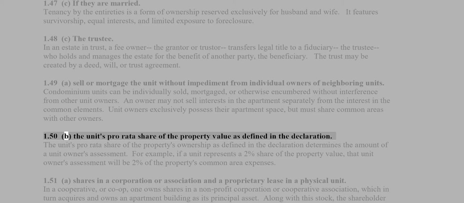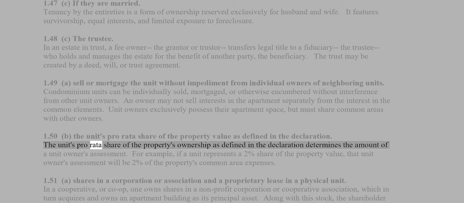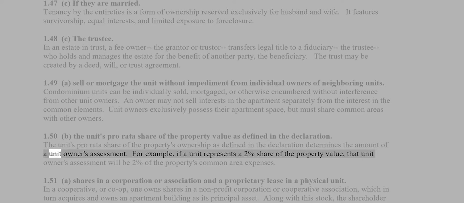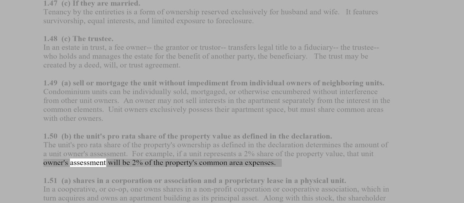1.50 b. The unit's pro rata share of the property value as defined in the declaration. The unit's pro rata share of the property's ownership as defined in the declaration determines the amount of a unit owner's assessment. For example, if a unit represents a 2% share of the property value, that unit owner's assessment will be 2% of the property's common area expenses.